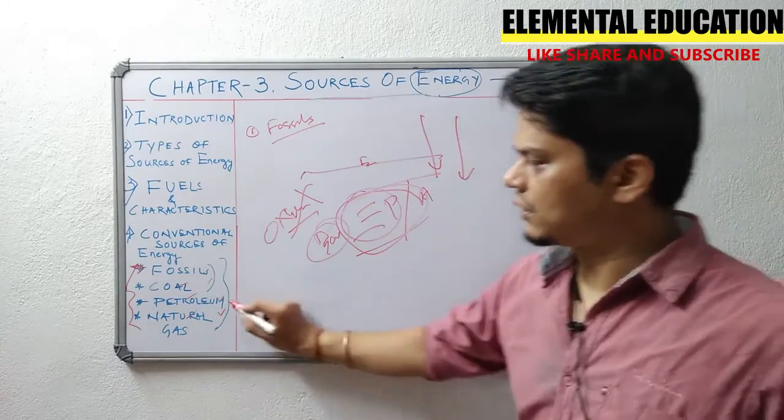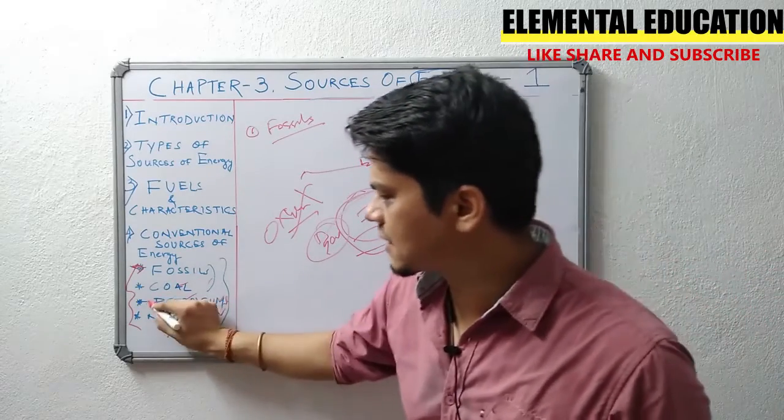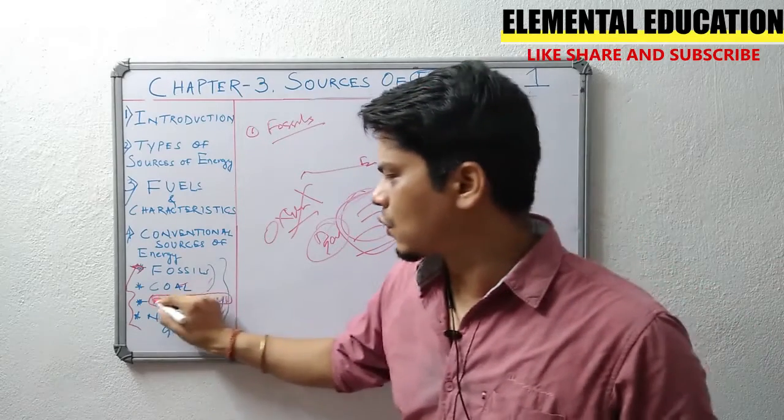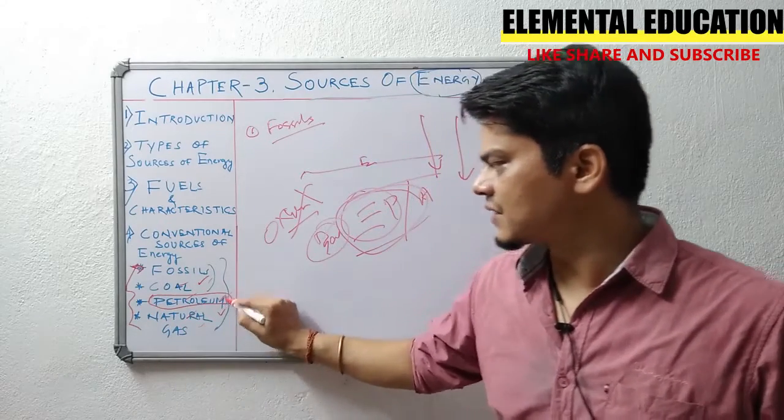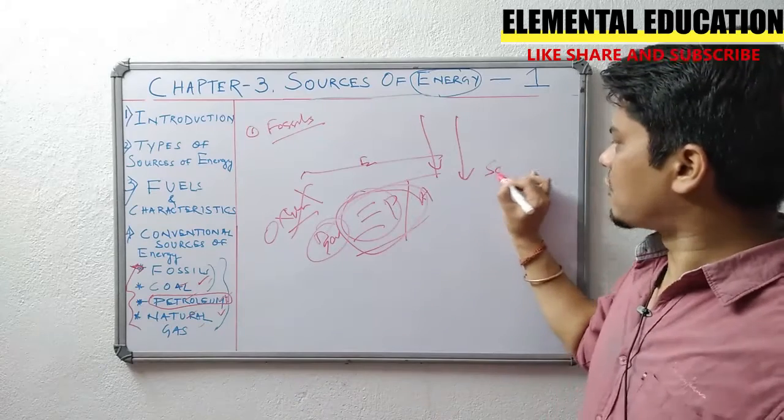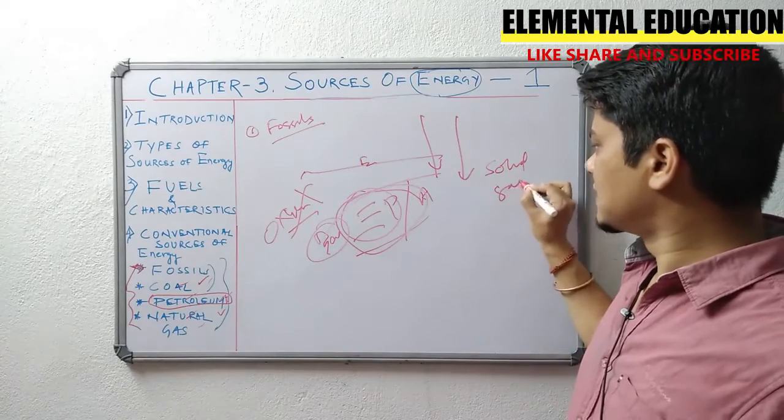So petroleum is not only petrol. Petroleum is the crude oil we are talking about. Coal is solid, and the others are gas and liquid. So they are in three forms: solid, gas and liquid.